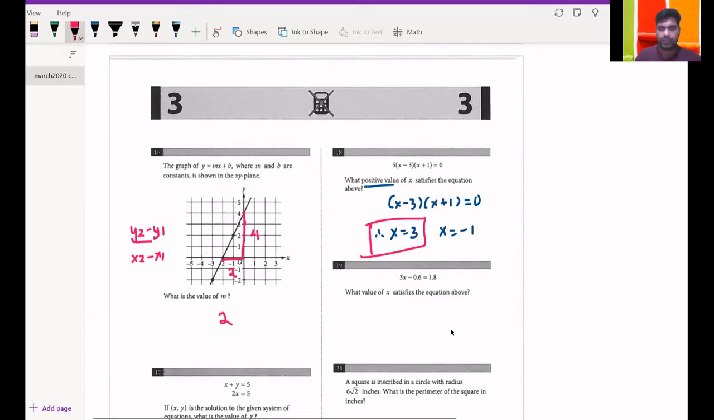This again is a linear equation. 3x would be 1.8 plus 0.6, which is 2.4. x would be 2.4 divided by 3. 24 divided by 3 is 8. So this is 0.8.